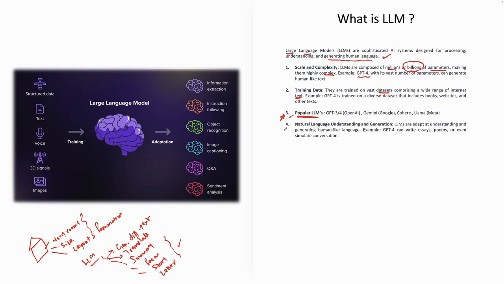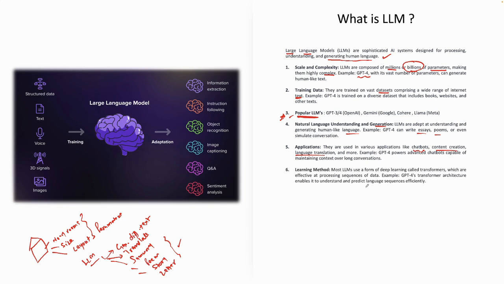So as the name suggests, it is used for natural language understanding and generation. So pretty simple, right? That's what we said, that it's designed for processing, understanding, and generating. So LLMs can help you to understand and generate human-like language. So I think we've seen examples like you can write an essay, poem, or even simulate a conversation. So applications, yes, there can be a lot of applications, like you can create chatbots, you can create content, it can be used for language translation, as I gave you some examples of parameters, right? So an example like GPT-4 powers the advanced chatbots in today's world.